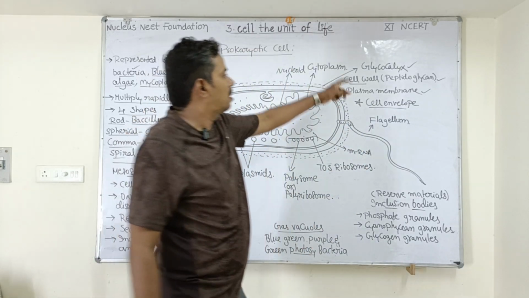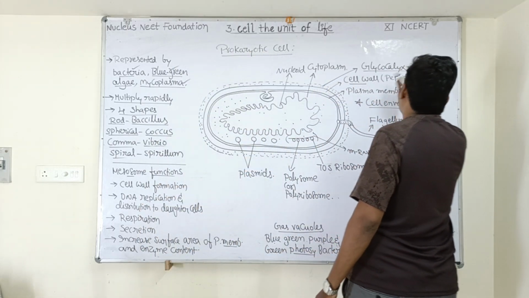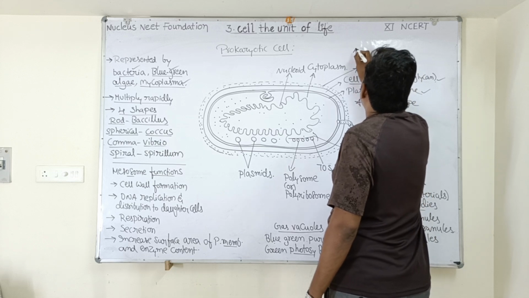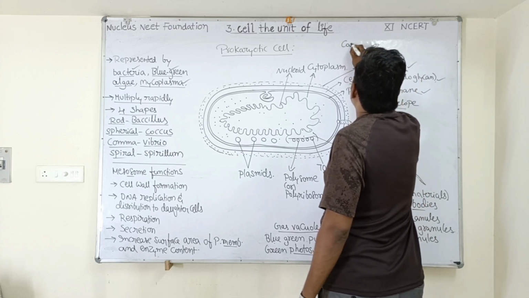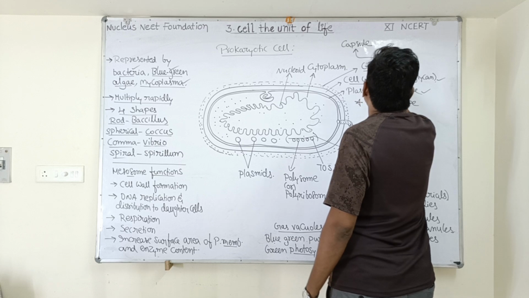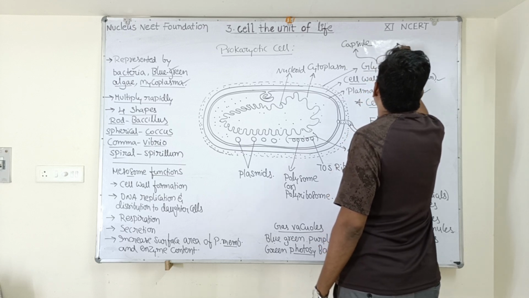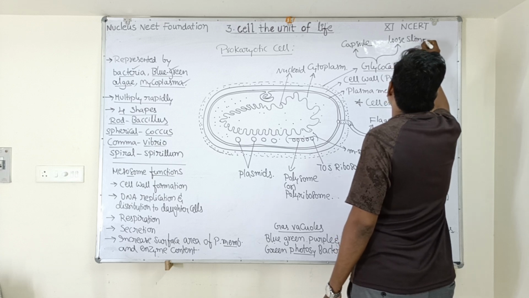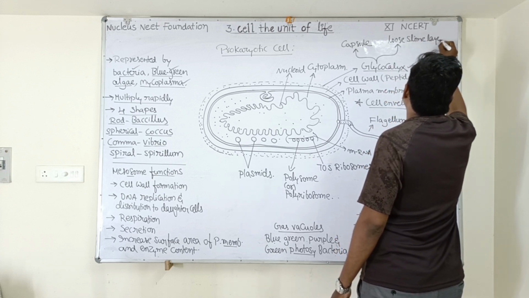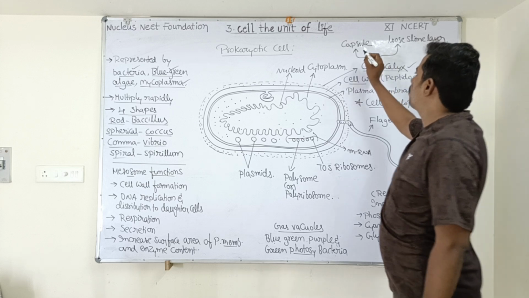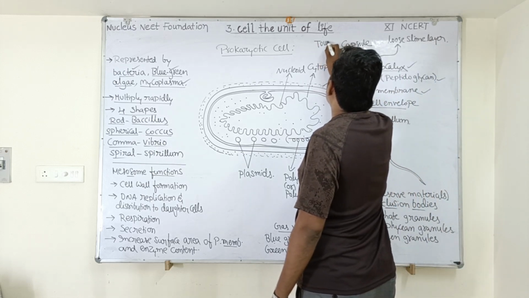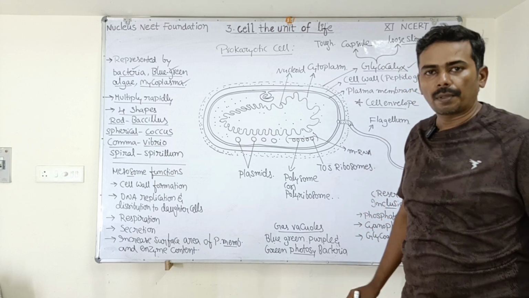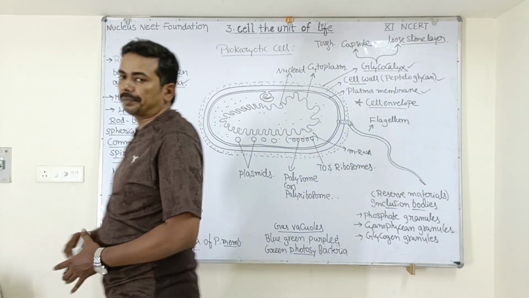The glycocalyx is the outermost layer in the prokaryotic cell. In some bacteria, the glycocalyx can exist in the form of tough capsule. In some bacteria, the glycocalyx may be in the form of loose slime layer. Loosely arranged slime layer. Okay, the glycocalyx can be in the form of tough capsule in some bacteria. In some bacteria, it exists as loose slime layer. Okay, this is another point.